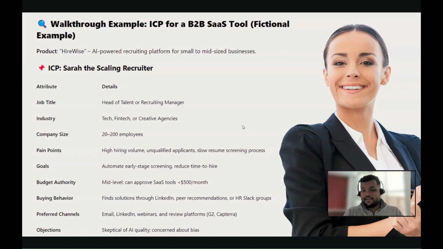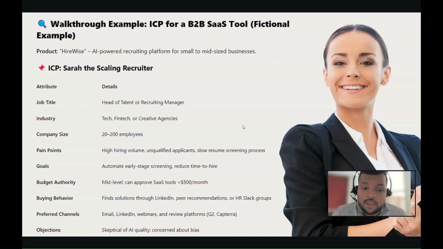So that's why identifying these pain points and listing them is very important to build your ICP. It's also helpful for building features for your products. We'll get into that too. But as you can see, the pain points should be crystal clear. Here we have identified 3 key pain points: high hiring volume, unqualified applicants, and slow resume screening process. 3 good problems, and hopefully you can, with your product, which is HireWise, answer all those 3 questions.